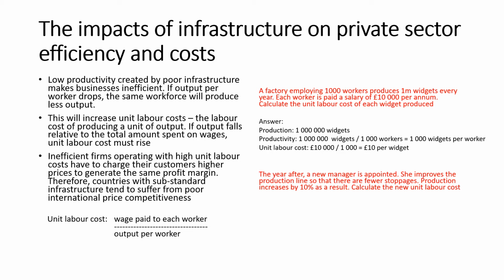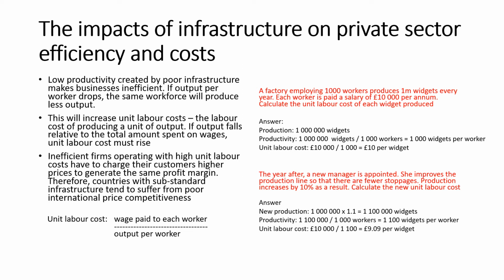Okay, so moving on. The year after, a new manager is appointed, and she improves the production line so that there are fewer stoppages. Maybe the government helps as well by making electricity more reliable. As a result of the reduction in stoppages, output goes up by 10%. What happens? Well, the new level of production is 1,100,000. You've not employed any extra workers to get that increase in output because it's come about as a result of an improvement in efficiency. So productivity goes up from 1,000 to 1,100 widgets per worker per year. So you're still paying the workers £10,000 each, but each worker's now producing 1,100 widgets rather than 1,000 widgets. So that reduces the unit labour cost from £10 to £9.09.